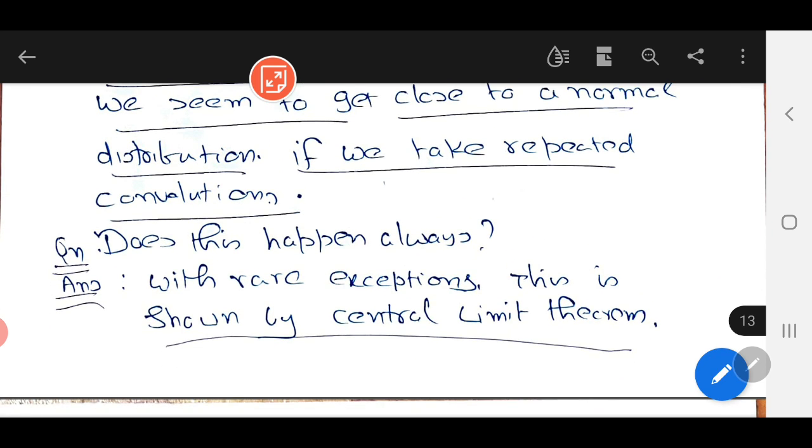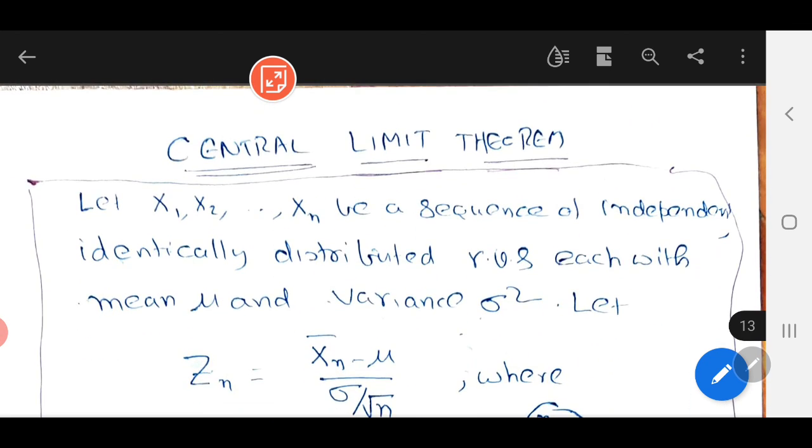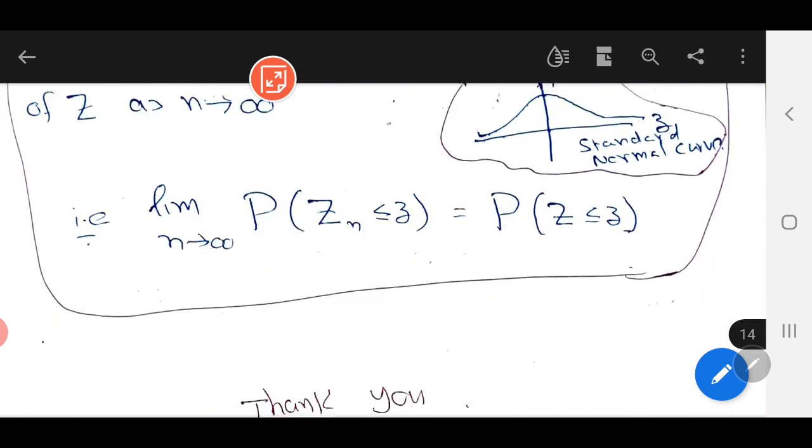And does this happen always? No, the answer is no. With rare exceptions only this happens. Those exceptions are clearly mentioned in the central limit theorem. What are those exceptions? Those which are neither independent nor identically distributed. They are the exceptions. If the variables are identically distributed and independent, then we can reach normal. That is what we have here.